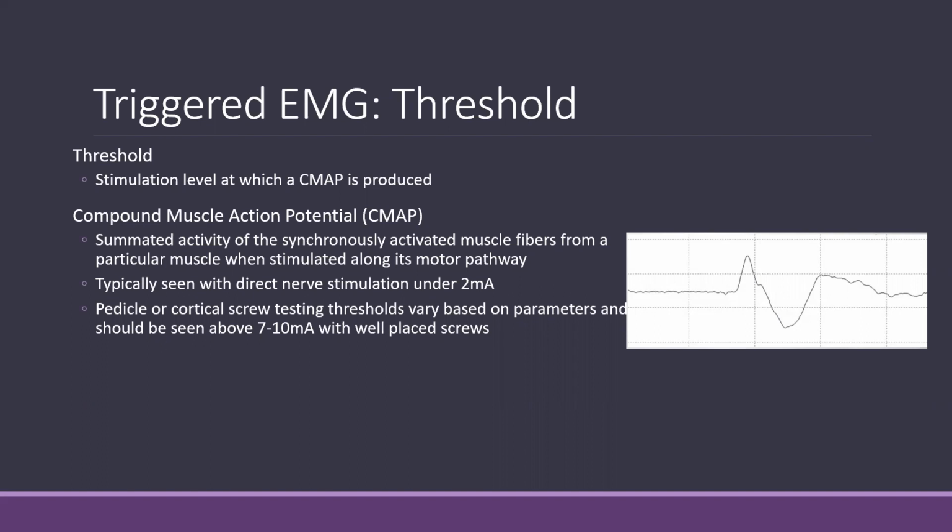The CMAP itself is summated activity of the synchronously activated muscle fibers from a particular muscle when stimulated along its motor pathway. Typically seen with direct nerve stimulation under 2 milliamps, and with screw testing the thresholds can really vary based on the stimulus and recording parameters, but typically should be seen above 7 to 10 milliamps with well-placed screws.